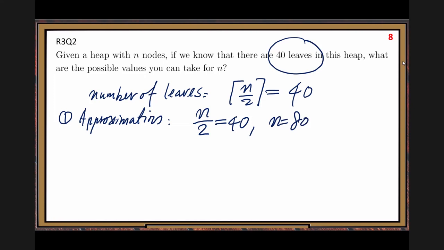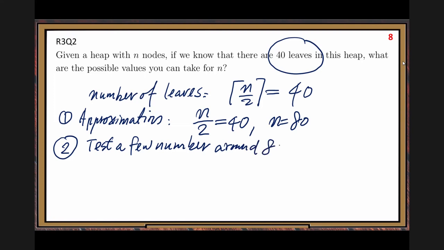Second, test a few numbers around n, around 80, because they are nearby. Do some testing around 80. So you can try 80, 81. Does 81 work or not? Plug in.